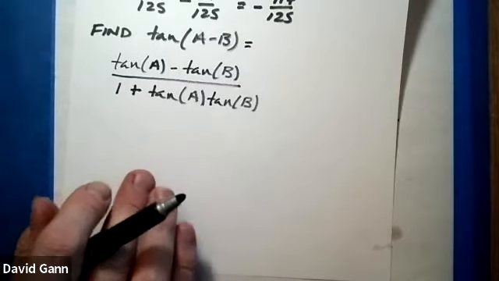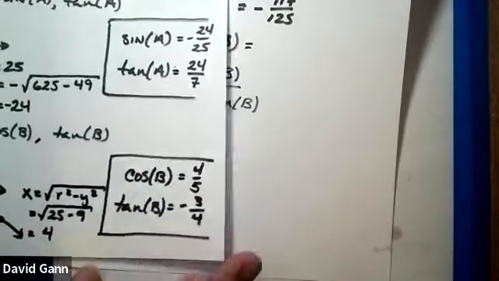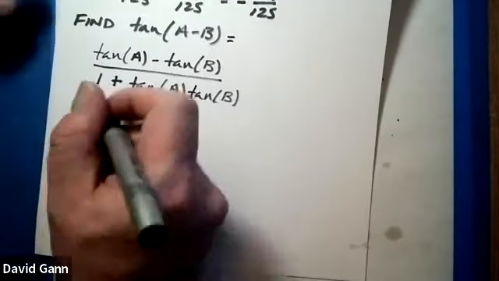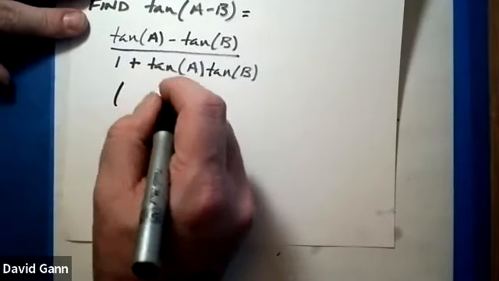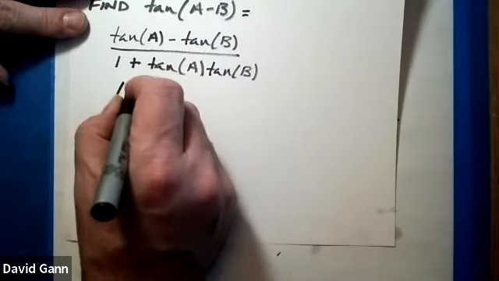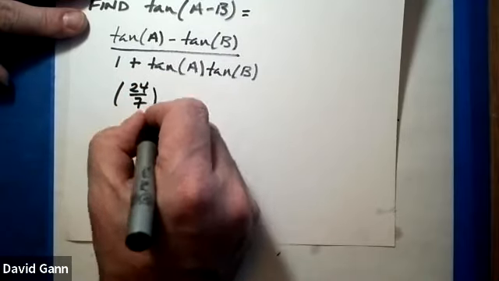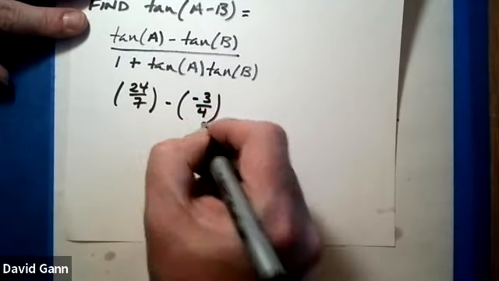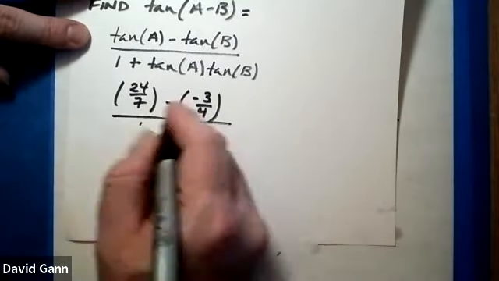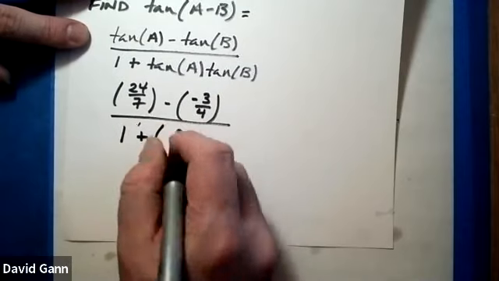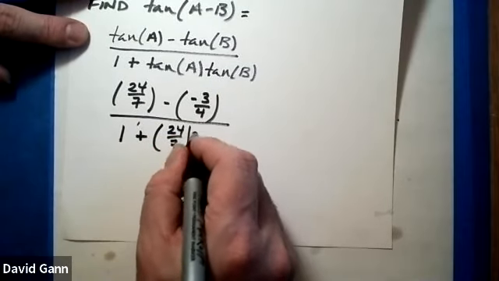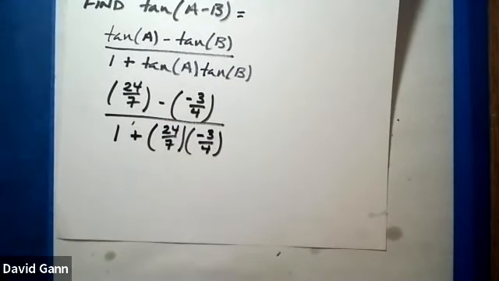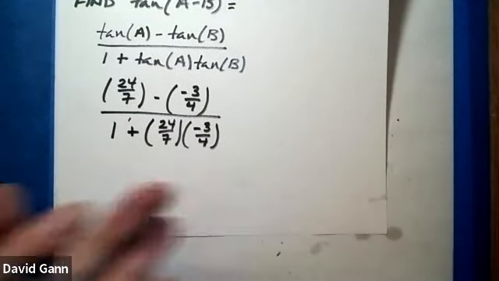Okay, so remember, with the scratch work we did before, we came up with the values for tangent of A and tangent of B. So this will equal tangent A, which is 24/7, minus tangent of B, which is -3/4, all over 1 plus 24/7 times -3/4. Okay, this is a pretty ugly complex fraction.